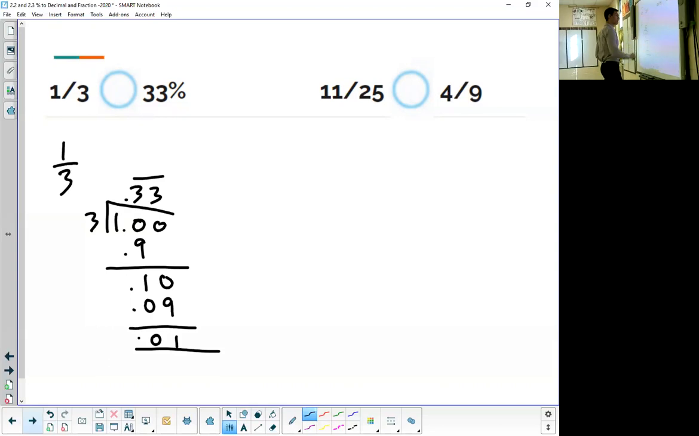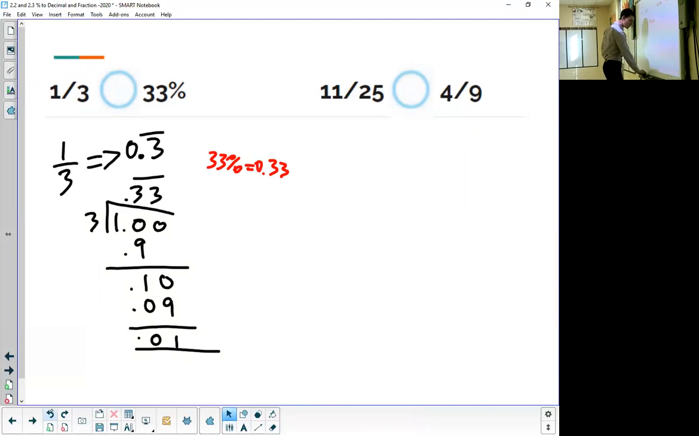We're going to keep going. So 1/3 is equivalent to 0.3 repeating, so that 3 goes on and on and on. 33%, however, is only equivalent to 0.33. So our new comparison is 1/3 as 0.3 repeating, and 33% as 0.33.